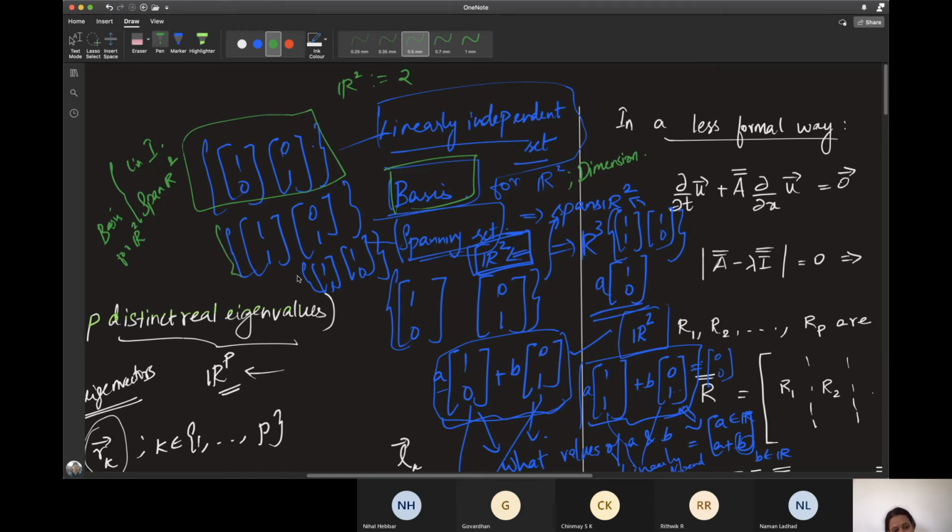All of these are bases for R2. And all the basis sets will have the same number of vectors in them. If you look at it, all three of these sets have just two vectors. You can have more such sets like this, but all of them will have only two vectors, and this is known as a basis for R2. So this 2 is now the dimension of R2.